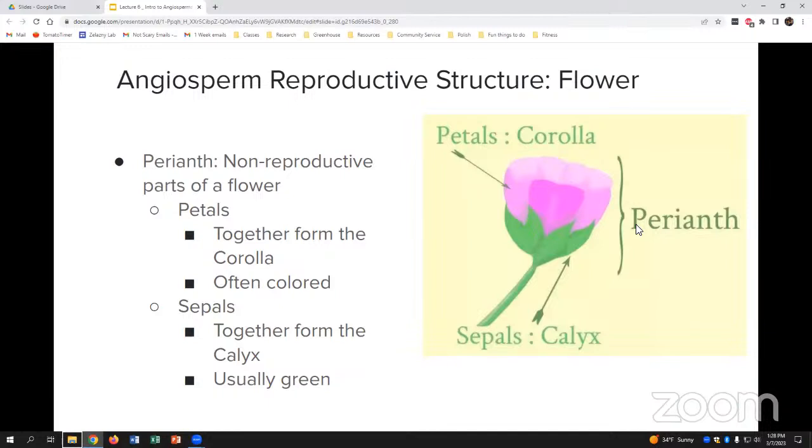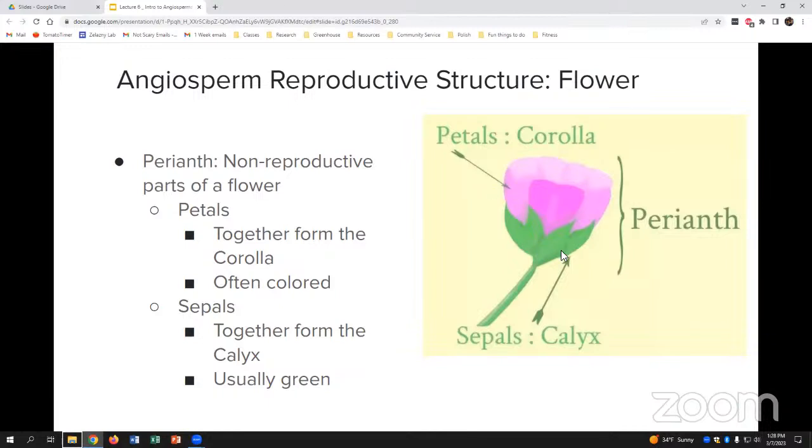But probably what you're going to notice is petals, right? So the petals are brightly colored, designed to attract pollinators of various types. They're very beautiful, depending on the flower we're looking at. So the petals, kind of like a modified leaf almost, fusing usually around the edges of these reproductive parts.